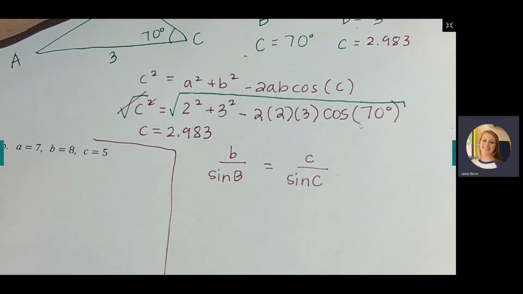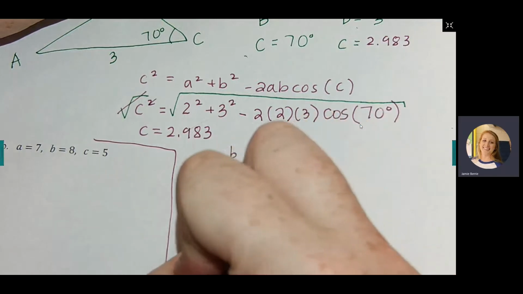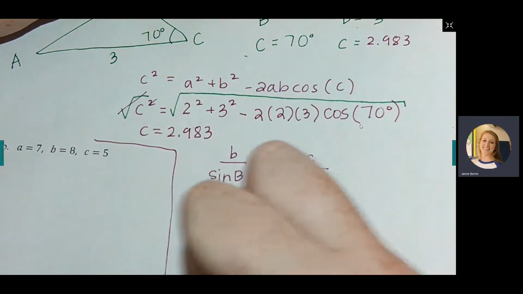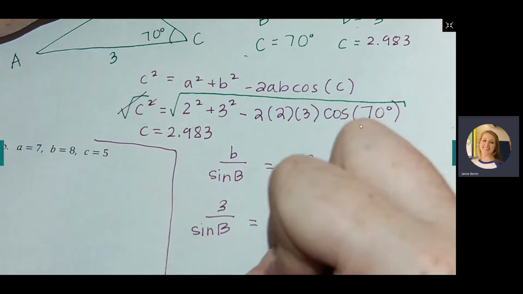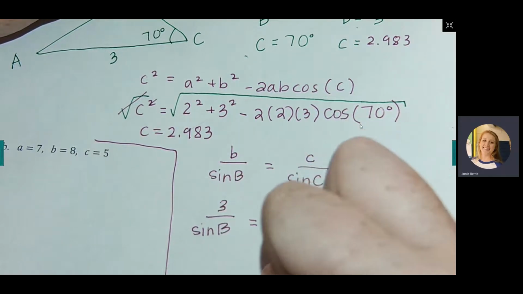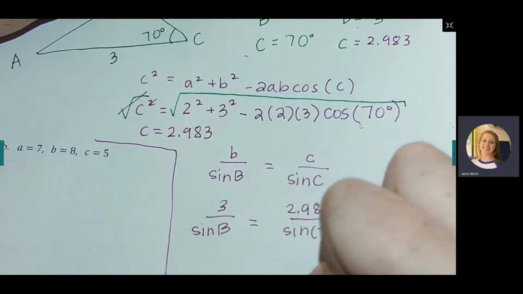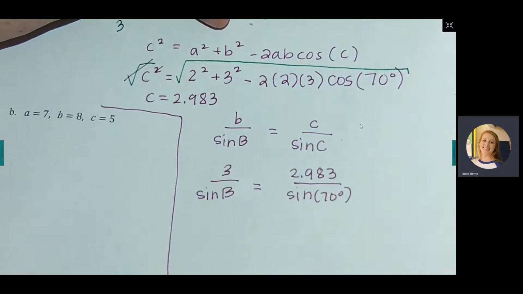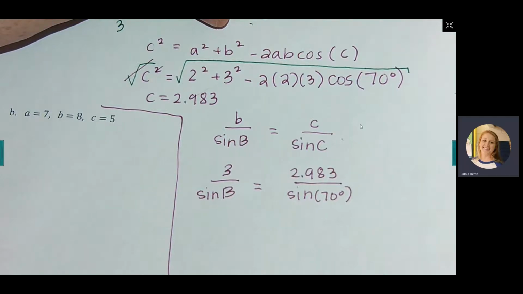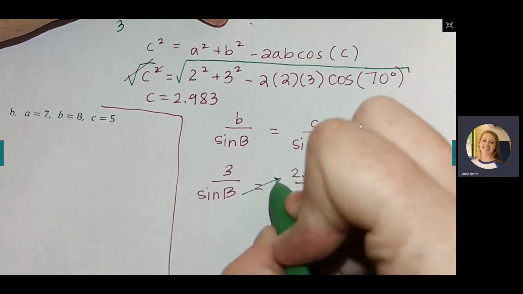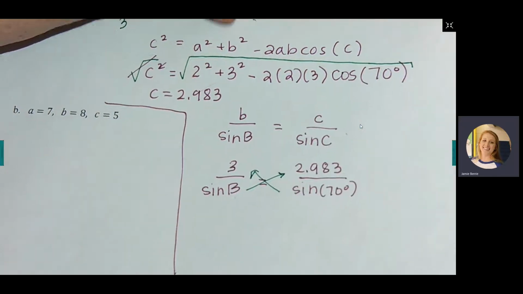So let's fill in what we know. Little b is 3. We don't know big B. Little c is 2.983 over sine of big C, which is 70 degrees. All right, so then you got to decide, do I need to just multiply by the denominator, or is that not really going to help me that much? Should I just go ahead and cross multiply? What do y'all think? If I multiply by sine of B, does that get anything by itself? It gets 3 by itself, but it doesn't really help us that 3 is by itself. So you're just going to go ahead and cross multiply.